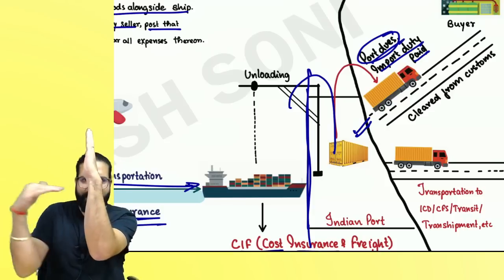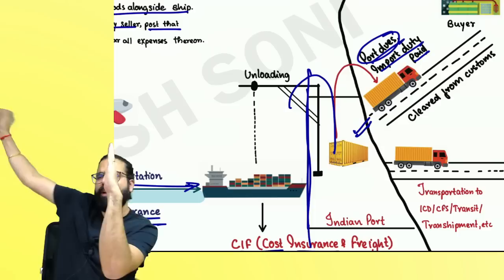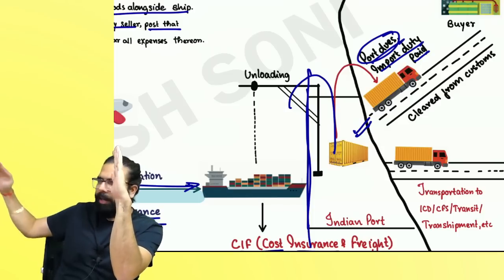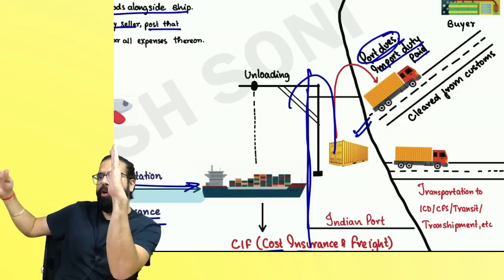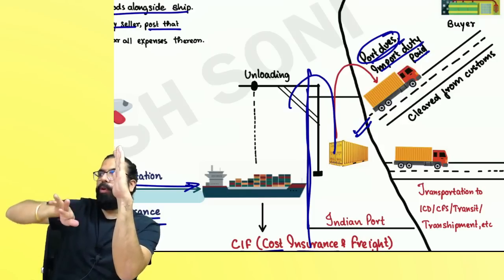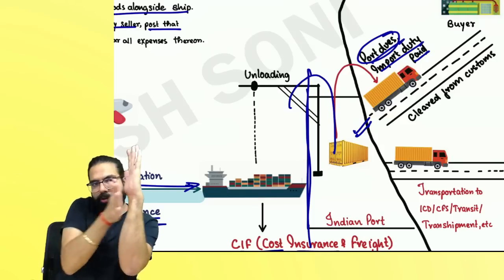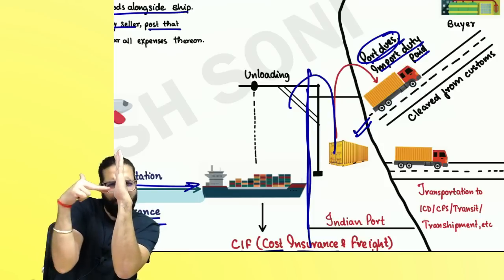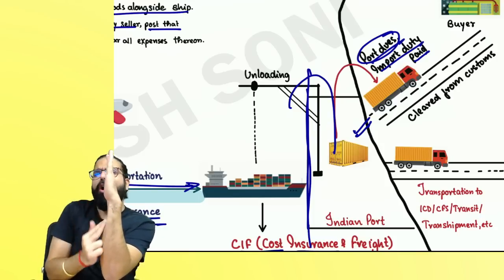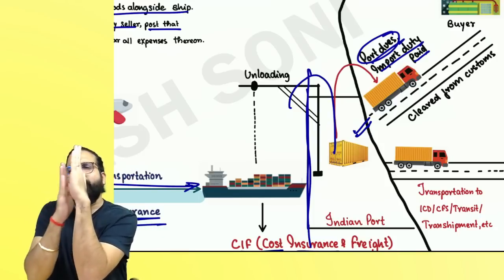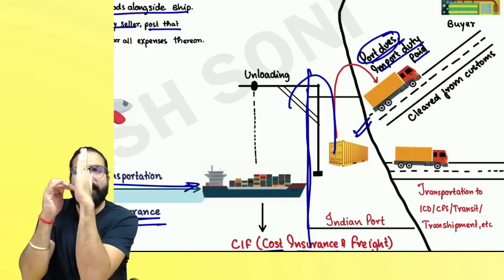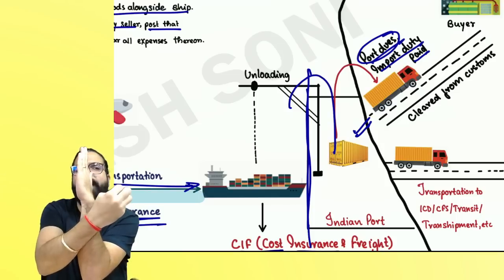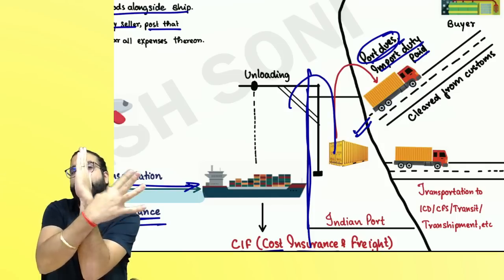Till the goods reach the Indian port, whatever the costs are there, ex factory price, then transportation till the port, loading and unloading in the port, loading in the ship, export duty, cost of transportation, cost of insurance, till the goods hit the Indian port, all the costs are to be included. After the goods hit the Indian port, any costs which are there in the Indian port are never to be included.